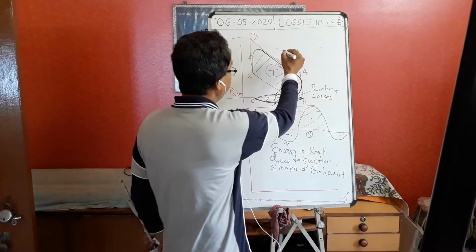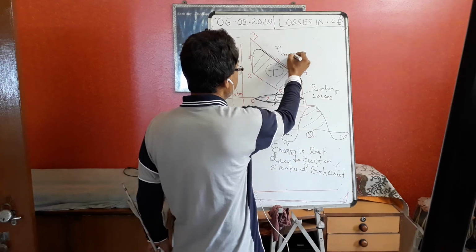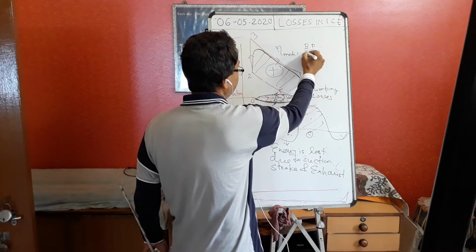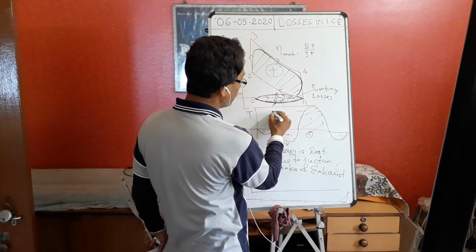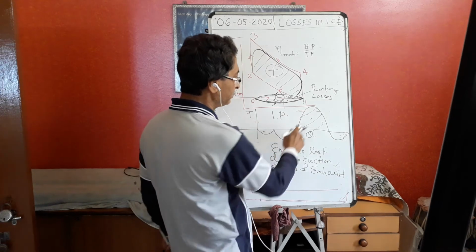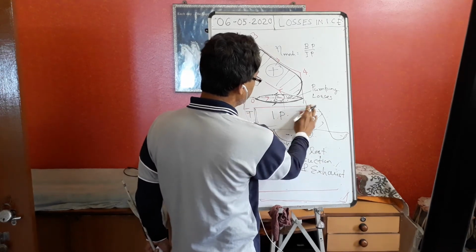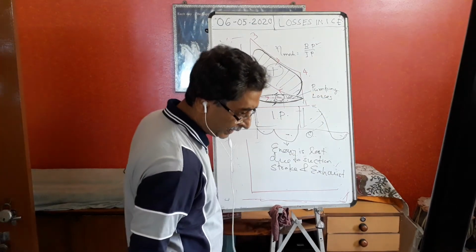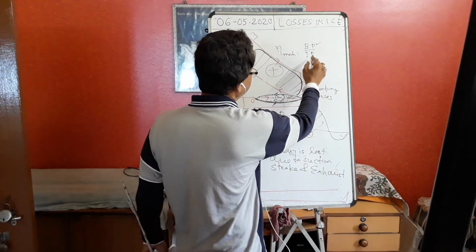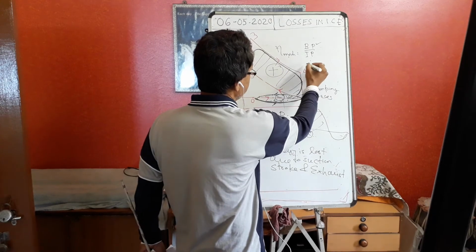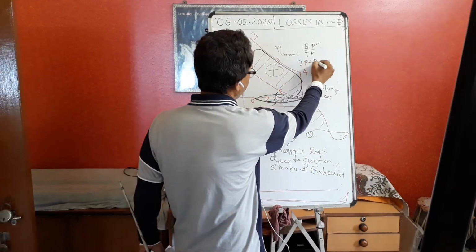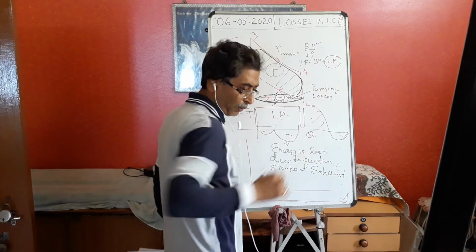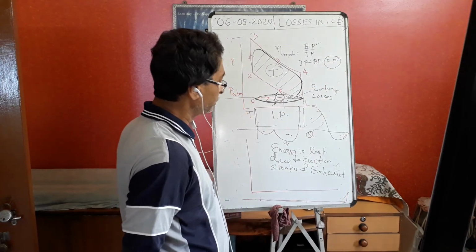Friction loss, you know what this is? Eta mechanical is equal to BP by IP. Inside the engine I am producing IP, indicated power, but what we actually get is BP. So BP by IP is the mechanical efficiency, and IP minus BP is called frictional power. We are losing frictional power.